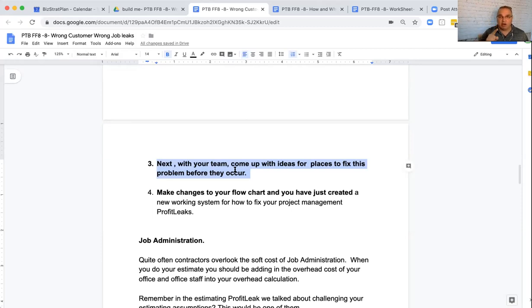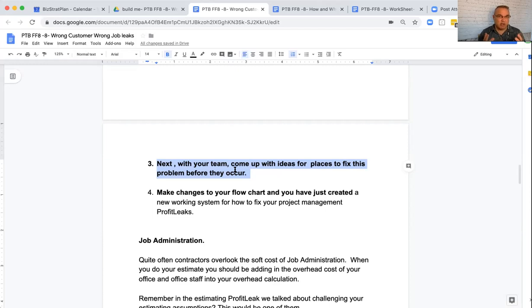That is working smart. That's working on the business, not in it. If you just keep thinking about step 3 and 4, you're working in the business. If you think about the root cause, where it really started, that's working on the business. Congratulations. You're doing high value entrepreneur work right there. The next step, take action. Make changes to your flowchart you just created and have a new working system for how to fix your project management project leaks.